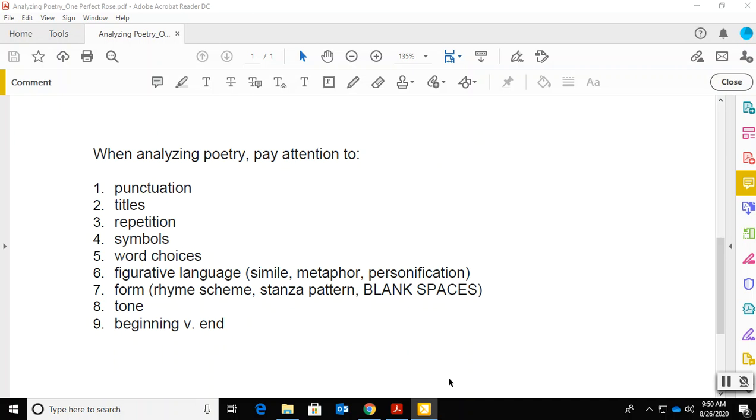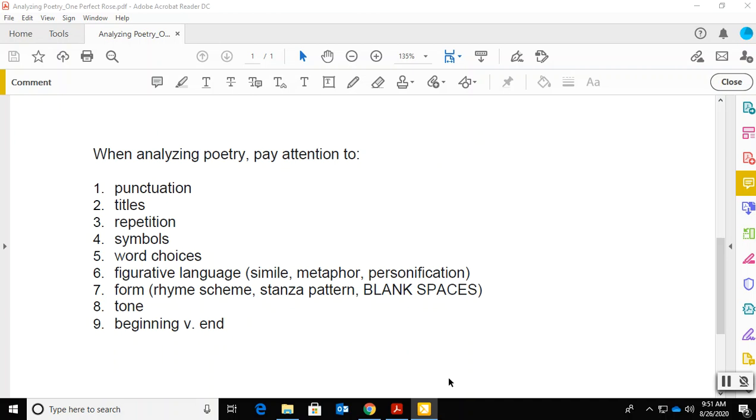Figurative language, similes, metaphors, those are comparisons. Similes use the words like or as, so busy as a bee. That is a simile. A metaphor just makes a comparison without using like or as. Personification is human qualities given to non-human entities, objects, animals, anything like that.